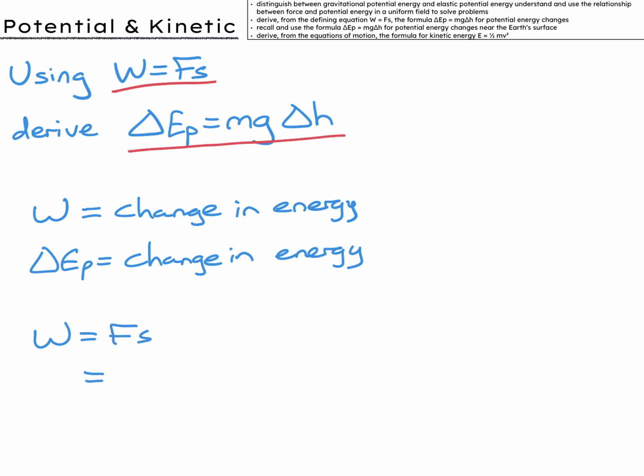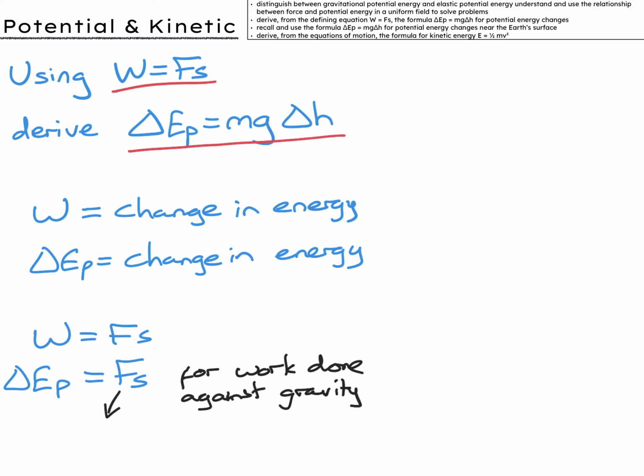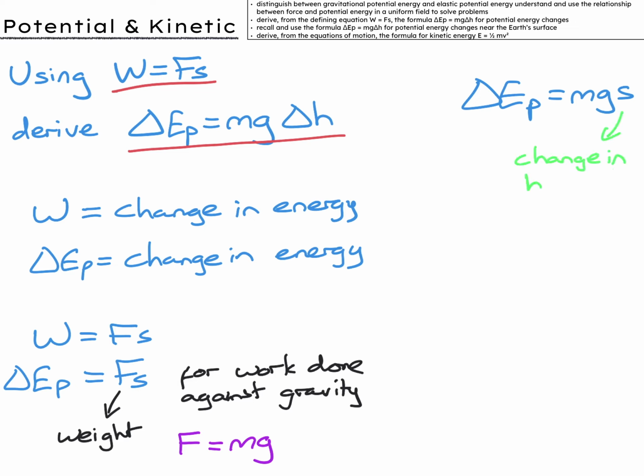W equals Fs can become delta EP equals Fs if the work is done against gravity. And that means the force is going to be due to gravity, so it's the weight. So F equals mg, giving us delta EP equals mgs. And displacement is the change in height as the object is lifted. It's delta H. So that leaves us with delta EP equals mg delta H.